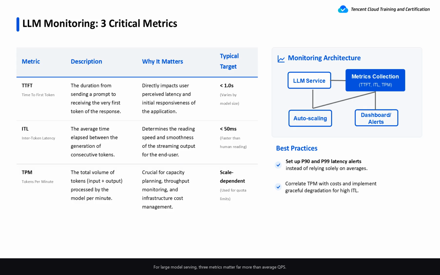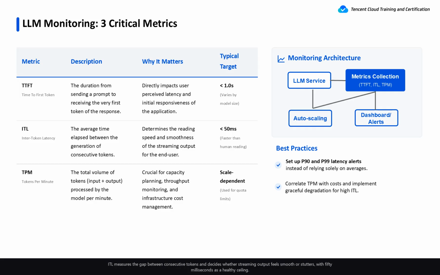For large model serving, 3 metrics matter far more than average QPS. TTFT captures how long a user waits before the first token appears and directly shapes perceived responsiveness, so we usually hold it under 1 second for interactive scenarios.